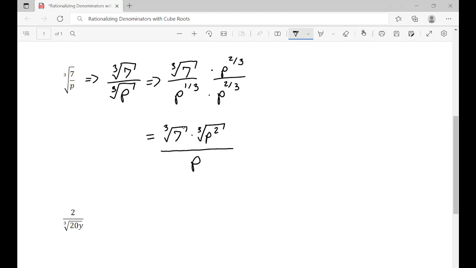And since these are both cube roots, I can multiply them together as 1. So the cube root of 7p squared over p. And here is this expression with the denominator rationalized.